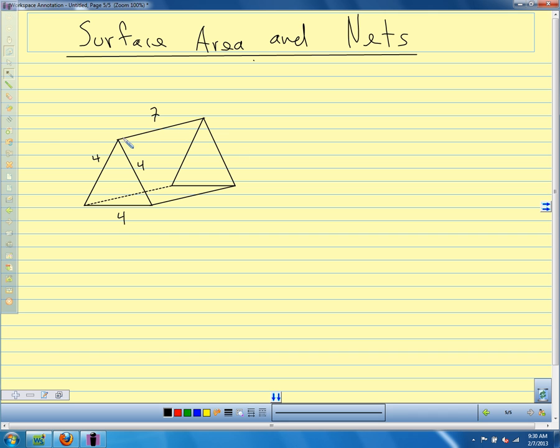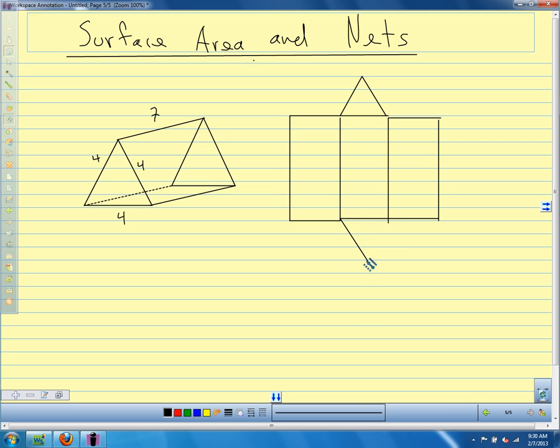Well, what I'm going to do with this prism is I'm going to open it up and lay it out flat. So if I do that, my prism ends up looking like this. I have 3 rectangles for the sides, like we talked about before. And I know the drawing isn't perfect, but it'll work. And then we have a triangle that makes up the end of our prism. So if we cut it open along the seams and lay this out flat, we call this a net for our prism.